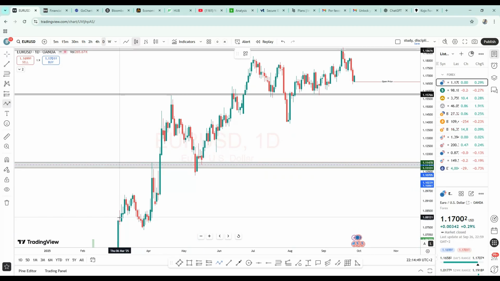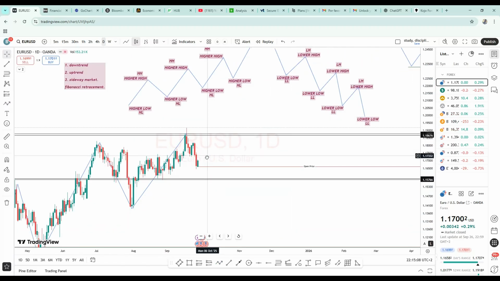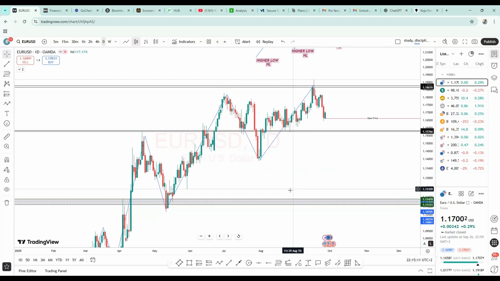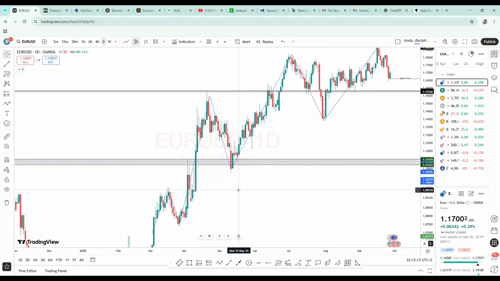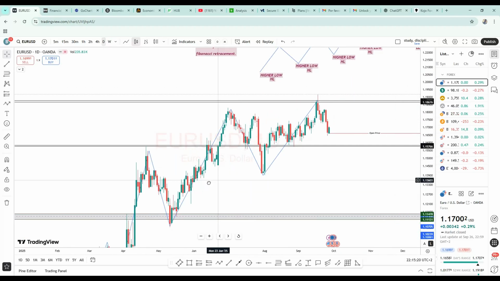Now you can see exactly what I drew right here. You can see the market was coming from an uptrend, creating a high, creating a low, creating a new high, a new low, a new high, and again a new low and a new high right here. Can you see that? That is exactly what I drew right here. This is how to identify whether you are in an uptrend or in a downtrend.